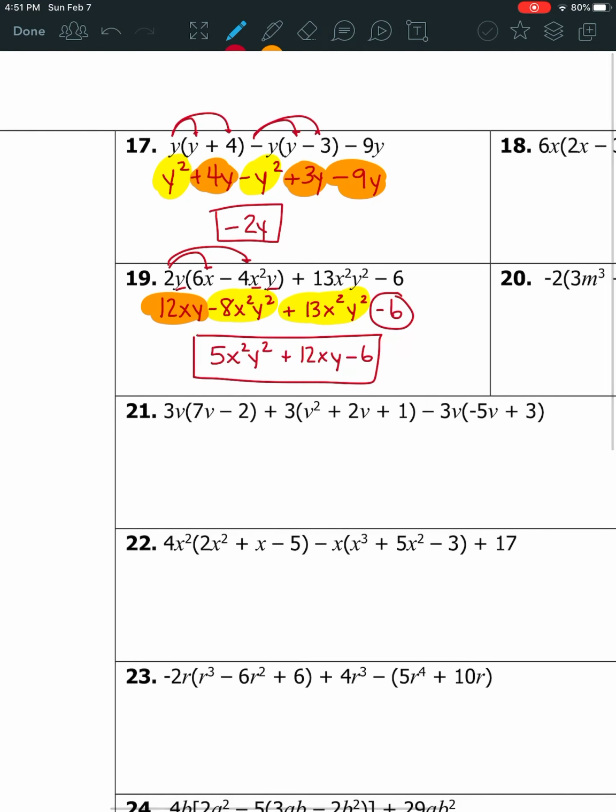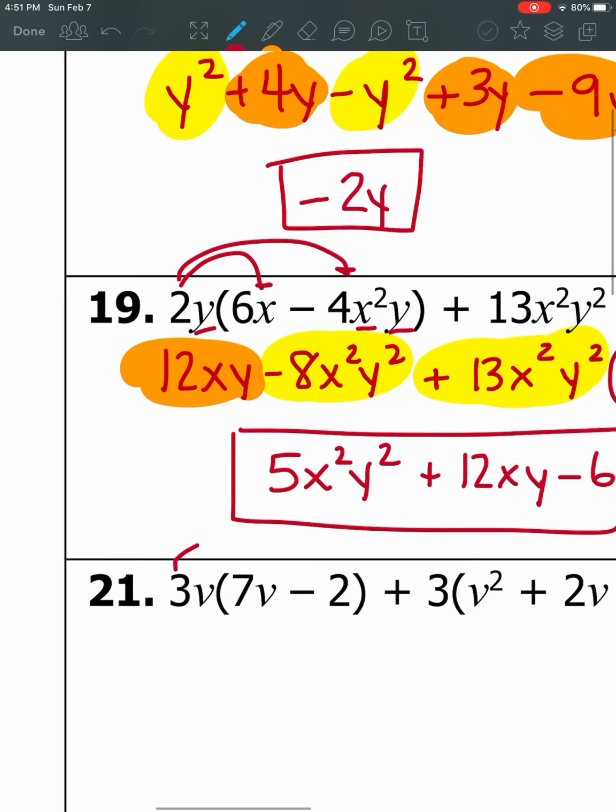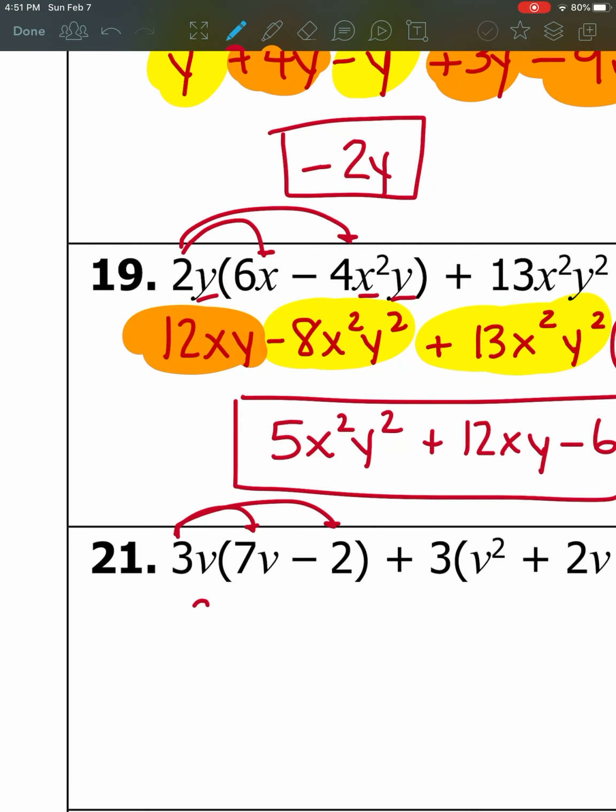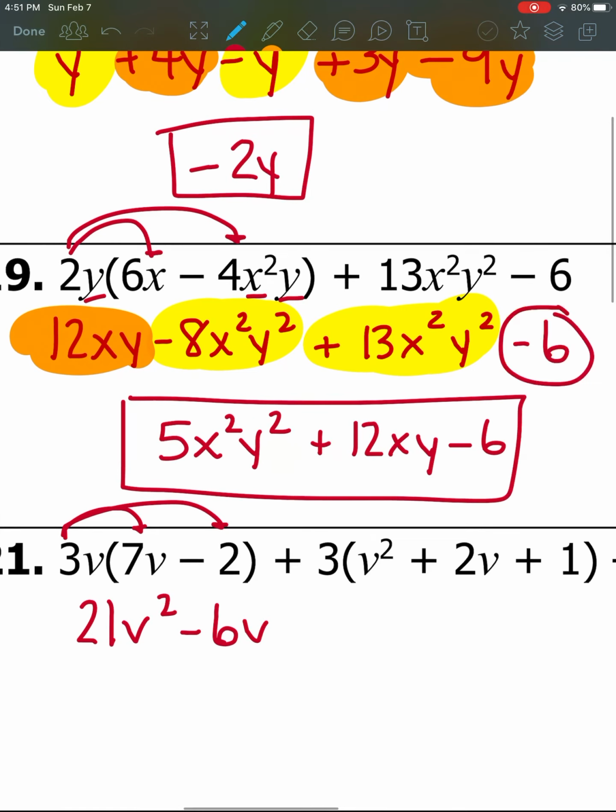I'm going to do one more with you because some of these do get a little intense. They're long, lots of steps involved. But if you take it one step at a time, we should be okay. 3v times negative 2, so minus 6v. Then distribute a positive 3.